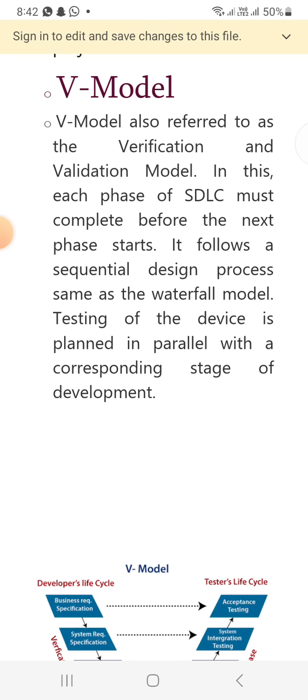So let's start. Today our topic is the V model. The V model is also referred to as the verification and validation model. In this, each phase of SDLC must complete before the next phase starts. It follows a sequential design process, same as the waterfall model. Testing of the device is planned in parallel with the corresponding stages of development.